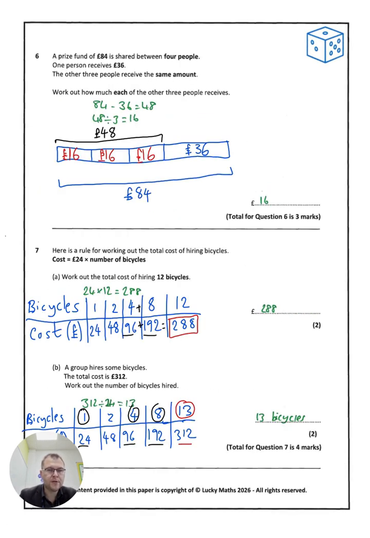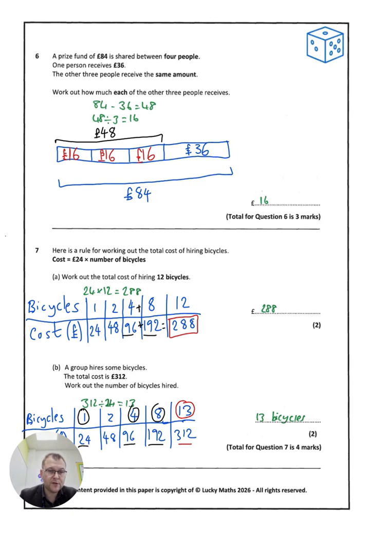Question 6, a good opportunity to possibly visualize this question in a bar model if you need to help understand it. If there's 4 people, there are 4 boxes. The one on the right is for the one amount of £36. If there's 84 in total, that leaves the black bracket for 48, which must be the remaining money that's going to be equally shared between the remaining 3 people. 48 divided by 3 there is 16.